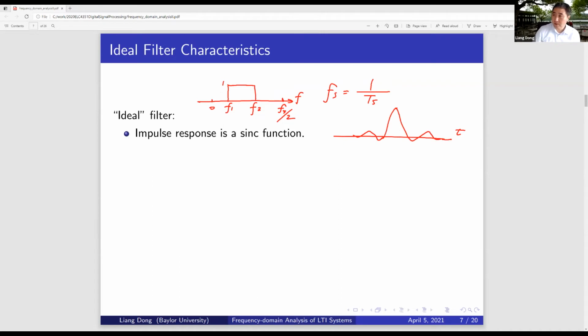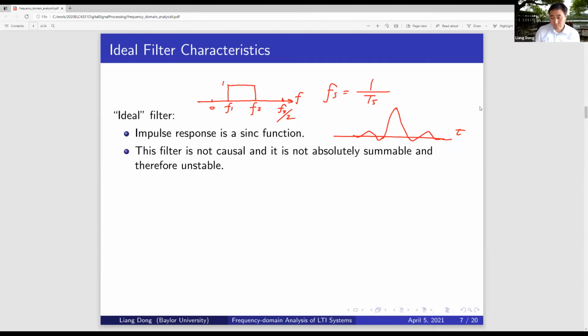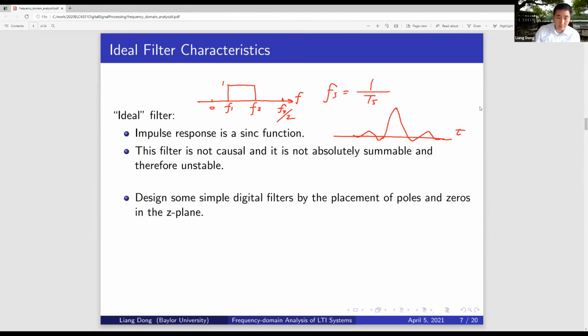Now we know for a sinc function that it's not causal. The sinc function has a heavy tail on the negative time, and it is not absolutely summable and therefore unstable. In this case, h[n] is not absolutely summable by definition. We know it's not a stable system. Neither is it a causal system. So it's difficult for me to implement. It's really an ideal case. It's not a practical case. How can we deal with that?